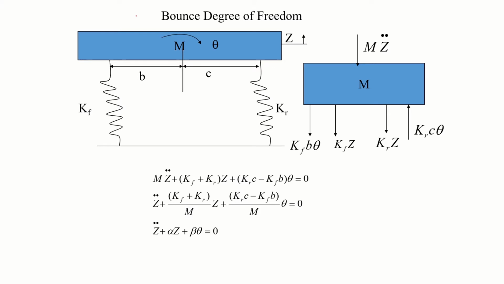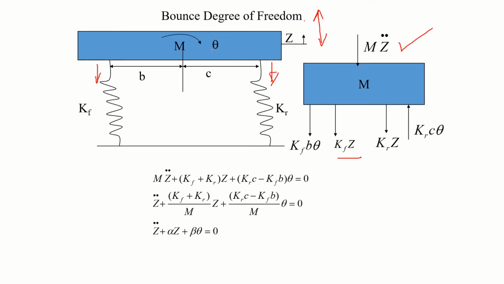Let us develop the models, differential equations. First, let us model in bounce degree of freedom, that is in the z direction. So I'll draw the free body diagram. This is shown in the upward direction, so inertia force should oppose this. I'll write m z double dot, then Kf z, so it should act in this direction. Kr z should also act in this direction.